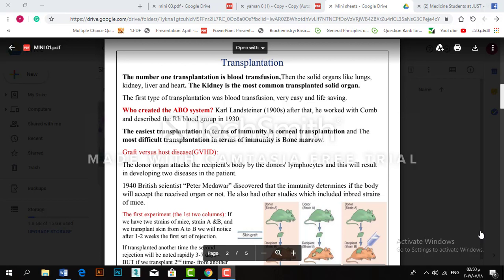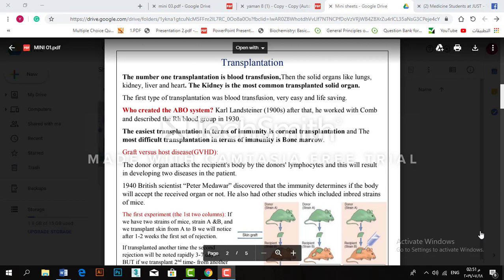ليش easy؟ لأنه as we know إنه إحنا قاعدين بنقول إيش red blood cells، وال red blood cells anucleated وإلى آخره. So who created the ABO system؟ ال ABO system واحد اسمه كارل عام 1900، تمام، بعد الحرب العالمية الثانية. اخترع ال ABO system. بعدين اتحد مع عالم اسمه كومب to describe the RH blood group in 1930. ال details about the RH blood group is not with us، يعني مش مطالبين فيهم.